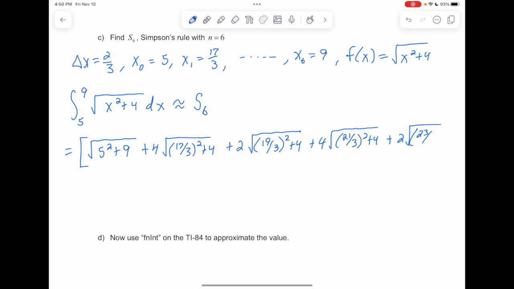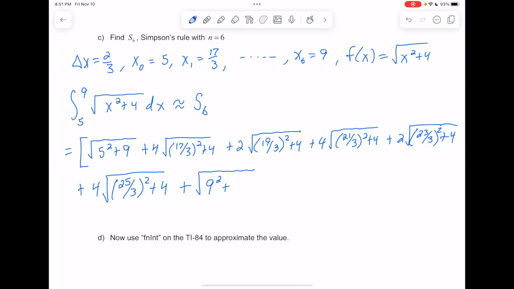23/3 squared plus 4. And then we go plus a 4 square root 25/3 squared plus 4 plus, now the next one is 27/3. And when you do that 27/3, that's 9. So you're at your last one. So instead of going back to a 2, now it's just going to be a 1 times the square root of 9 squared plus 4.